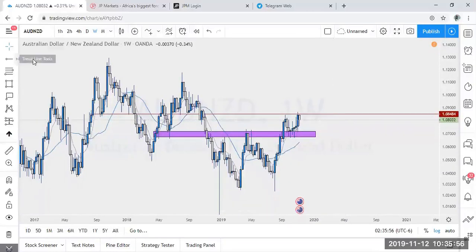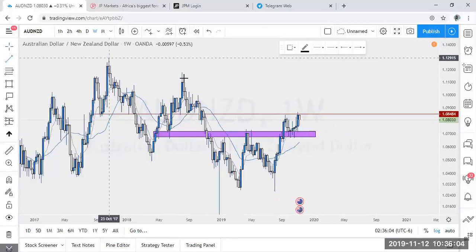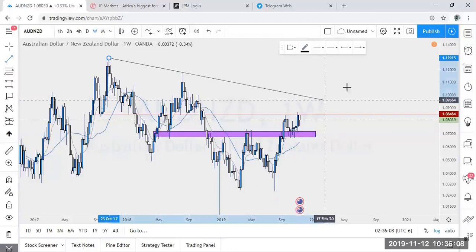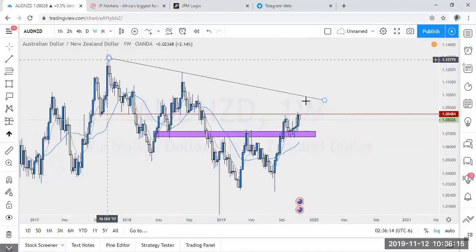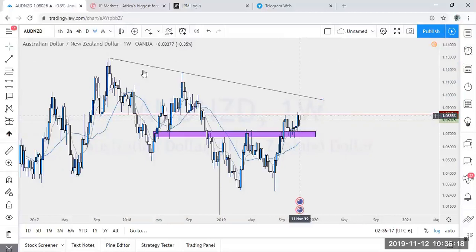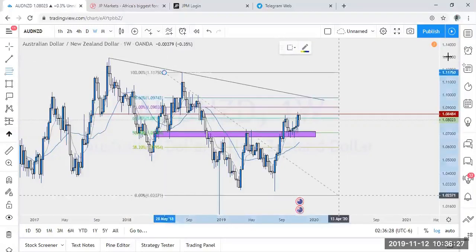I'll just draw in a little trend line over here. I'll put in a trend line over there. So what we can see is that we have a high, and then a lower high. Could price be on its way up to this area over here to form another lower high? Not sure. Let's check out some fibs. Okay, let me just zoom this out a bit.